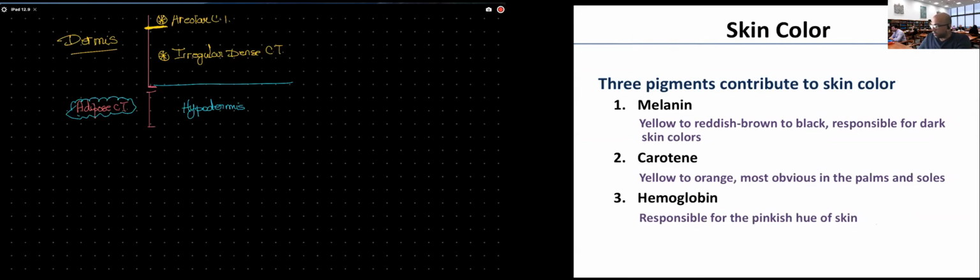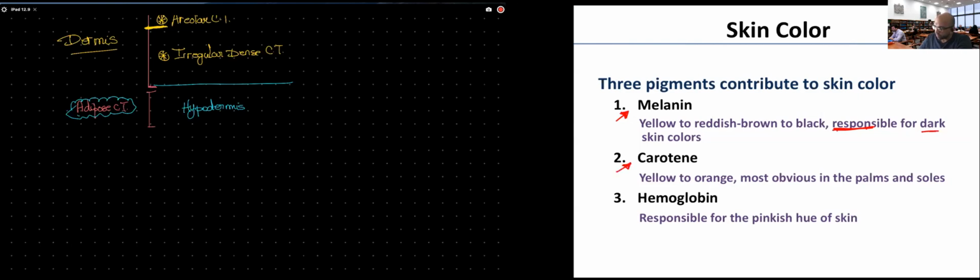So the melanin is going to be responsible for the yellow to reddish brown to black skin color. This is a type of skin pigment that would be responsible for dark skin colors. So the more melanin I have, the higher the concentration of melanin in my skin, the darker my skin color would be.